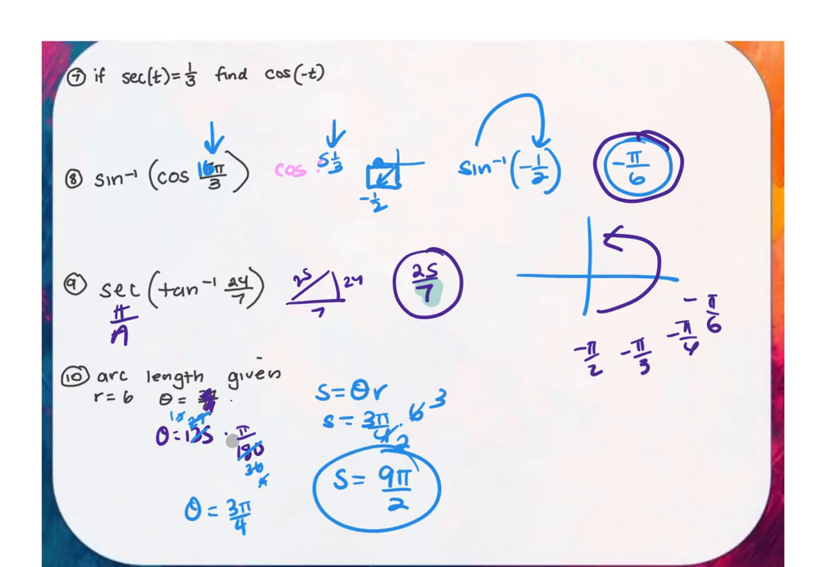Okay, and then arc length. R is 6, and theta, I gave you 135 degrees. You have to convert it into radians. 135 is 3 pi over 4, multiply that times 6, and you get 9 pi over 2. That would be kept exact.